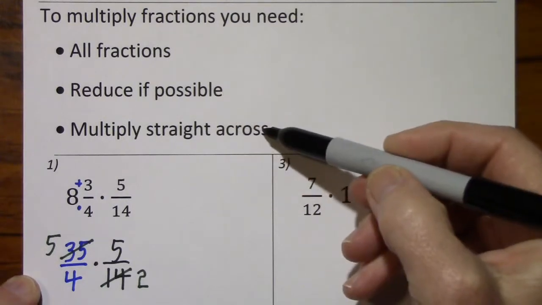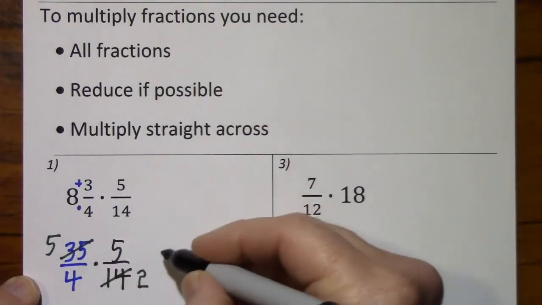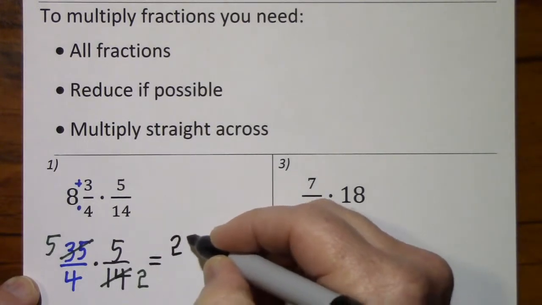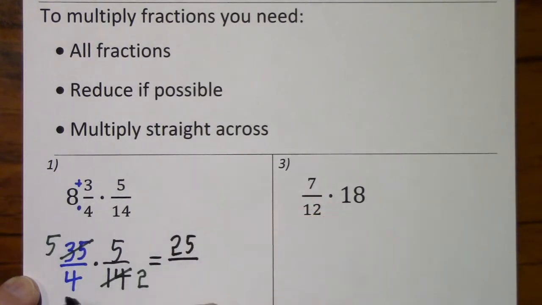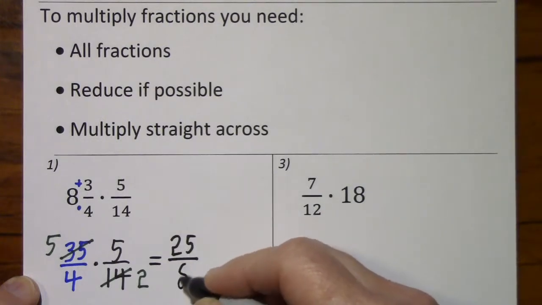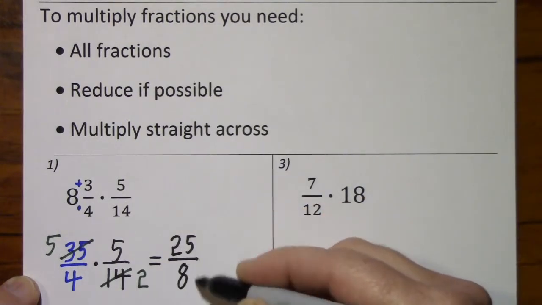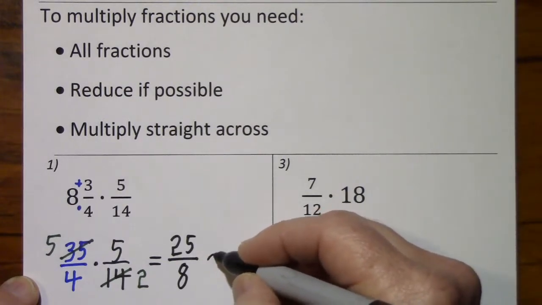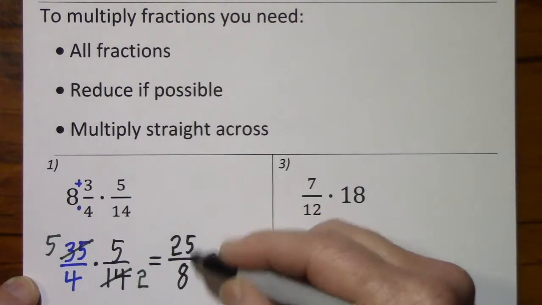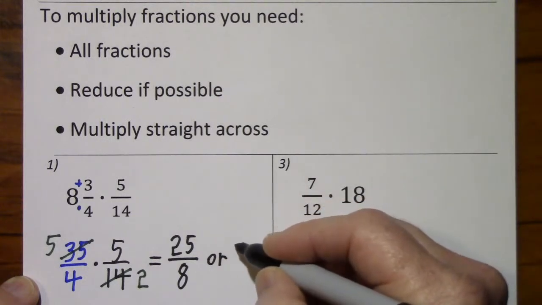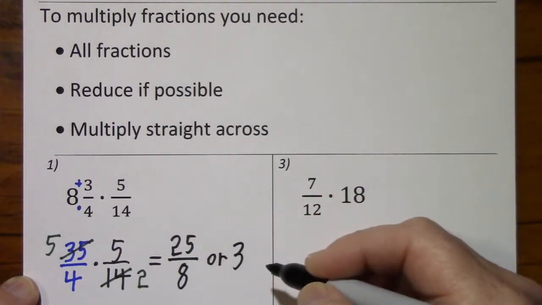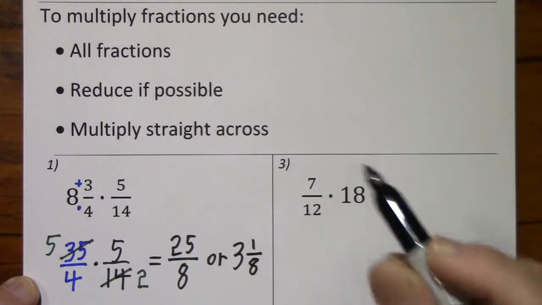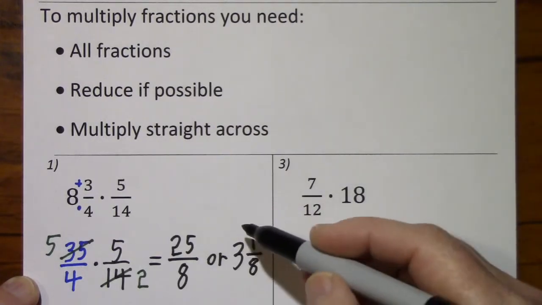Now we multiply straight across. 5 times 5 gives us 25. 4 times 2 gives us 8. This is reduced or simplified, however you prefer to say it, but you could also write this as a mixed number. 8 goes into 25 3 times. That's 24 with 1 left over, and you keep your denominator. Either answer is fine.